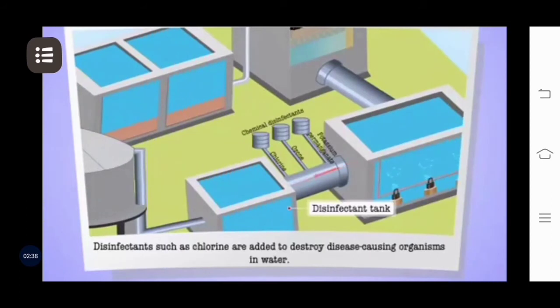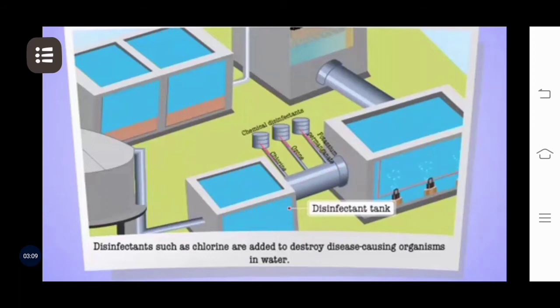Disinfecting is the final stage of the purification process. In this stage, water is carried from the aeration tank to the disinfectant tank. Adding disinfectants such as chlorine destroys disease-causing organisms in water. Ultraviolet radiation and oxidative chemicals such as potassium permanganate and ozone are also used for disinfecting water.